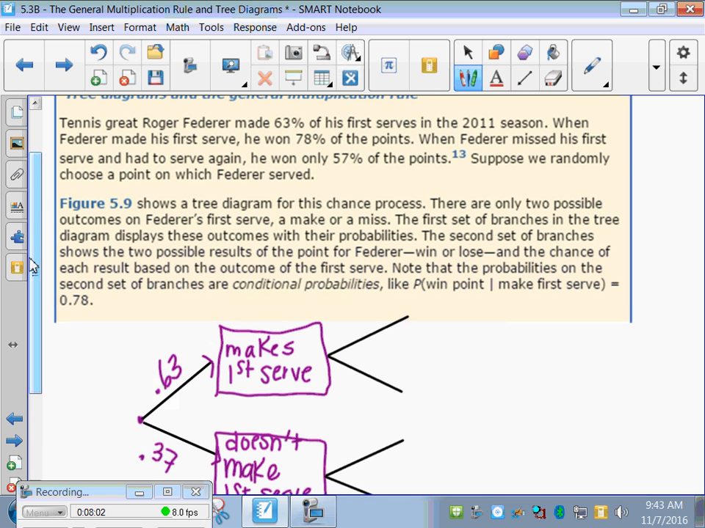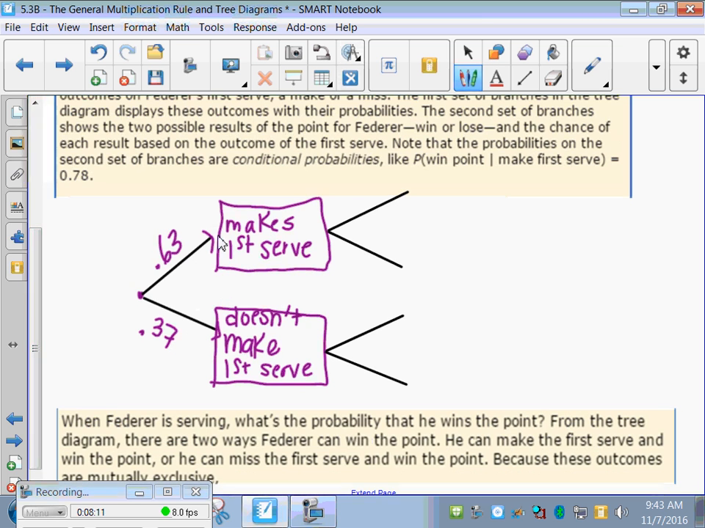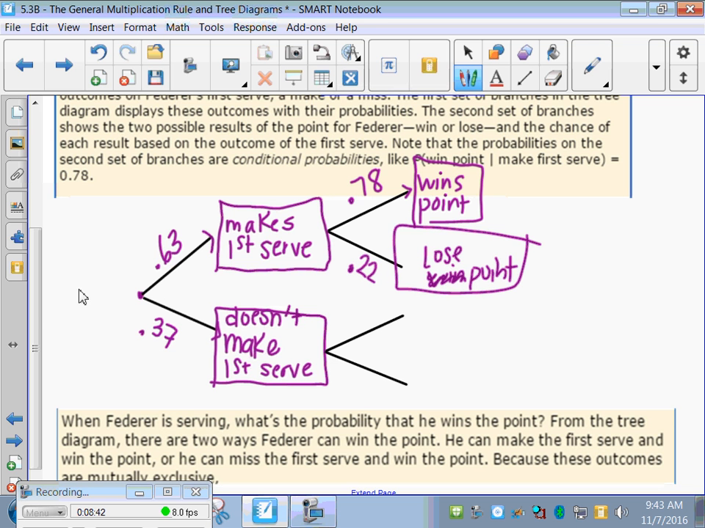So he makes the first serve. When he makes the first serve, he wins 78% of the points. So if he makes it, that's over here, he wins 78% of the points. So wins the point. Okay, so also when he makes the first serve, what's the chance of losing it? They don't give it to you, but we subtract from 1, right? So if there's a 78% chance he wins the point, there's a 22% chance he loses the point. Okay? My boxes are not very good.